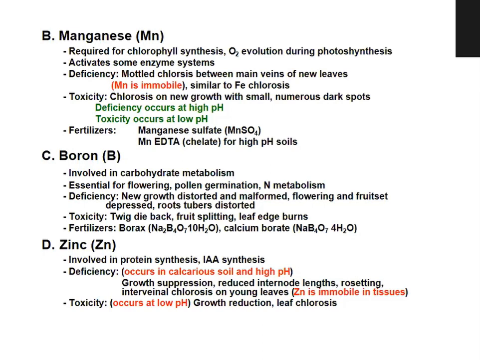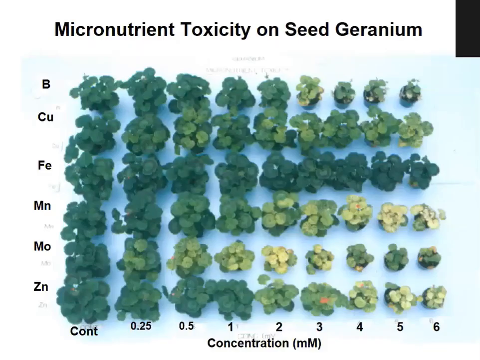Interveinal chlorosis on younger leaves, because zinc is almost immobile in tissue. What are the toxicity symptoms of zinc? It occurs at low pH. Growth reduction and leaf chlorosis are typical toxicity symptoms of zinc. We can see the deficiency symptoms according to concentration in millimolar.